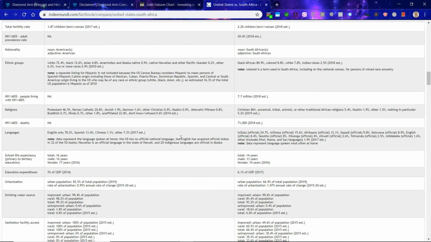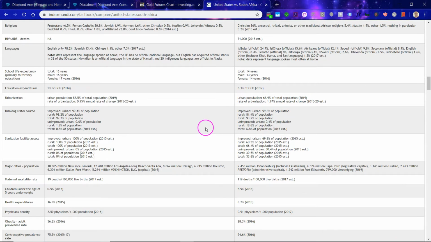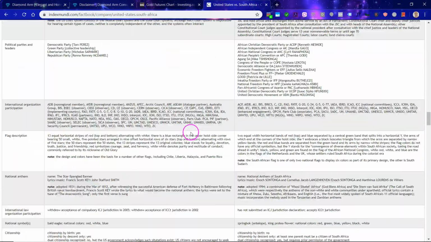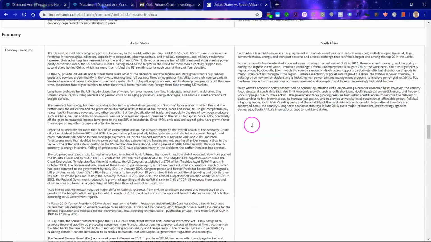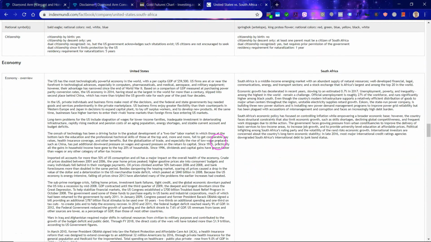Let's go a bit further down here. Religion, Christianity. Education expenditures: 5% of GDP in USA, 6.1% in South Africa. Let's scroll down to get some economics. Okay, here. We know a lot about USA, so let's rather focus a bit on South Africa.